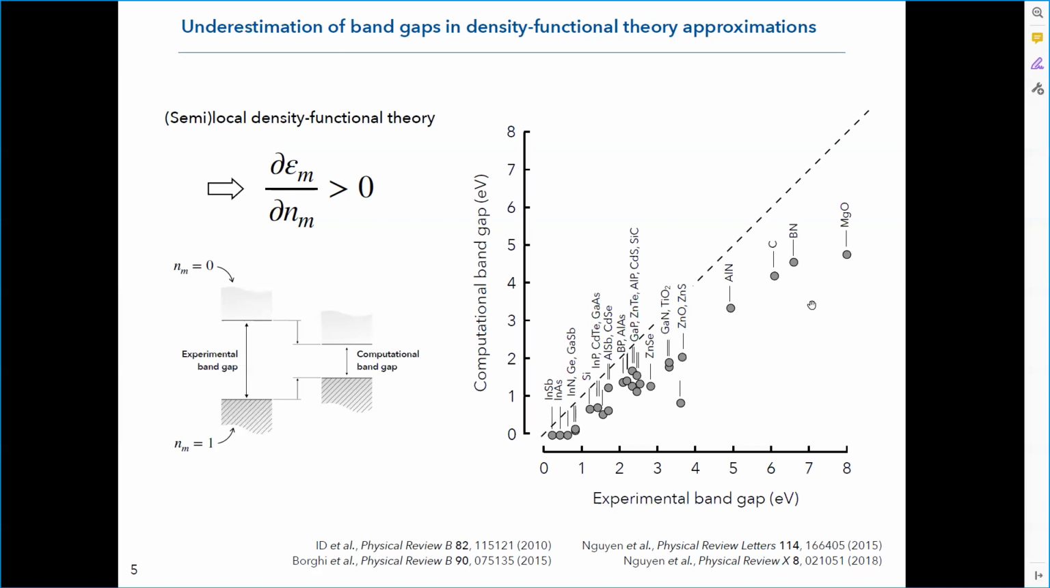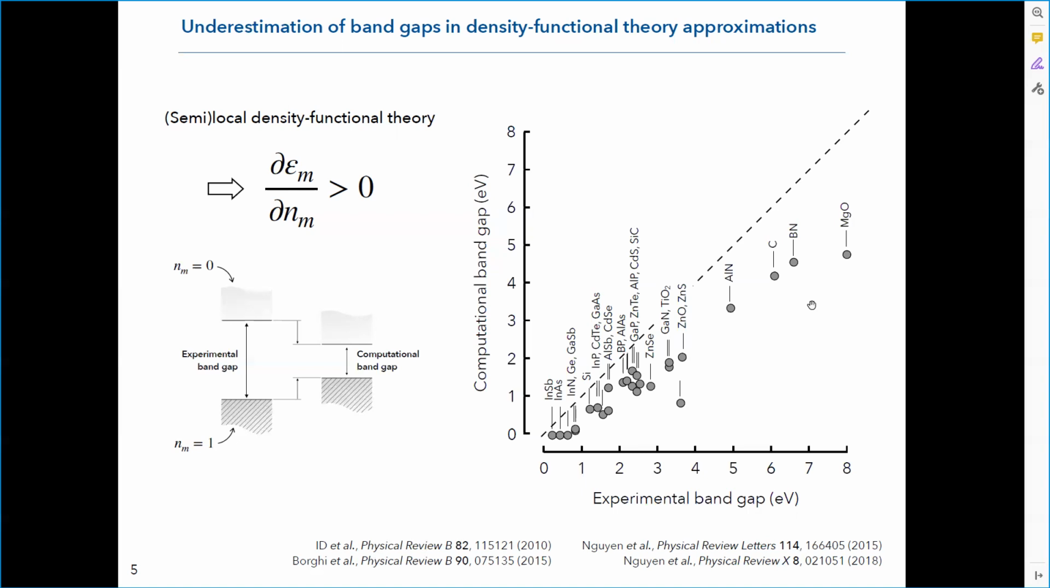So as you can see here, we can look at this effect by plotting the computational band gap as a function of the experimental band gap. And you can see that the band gap that is predicted by semi-local generalized gradient DFT is systematically below the parity line, meaning that you have an underestimation of the band gap for many of the compound semiconductors. Okay, so this illustrates the connection between self-interaction error, the lack of piecewise linearity, the localization error, and the underestimation of the band gap.